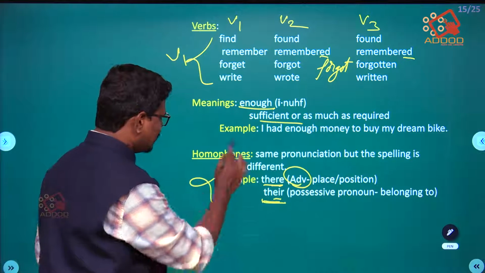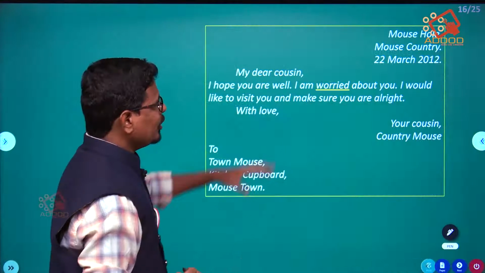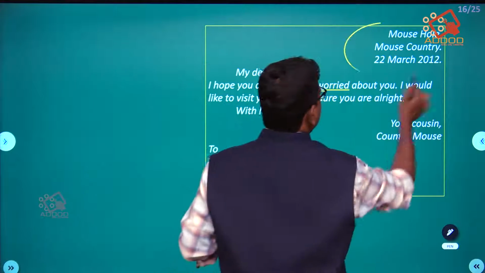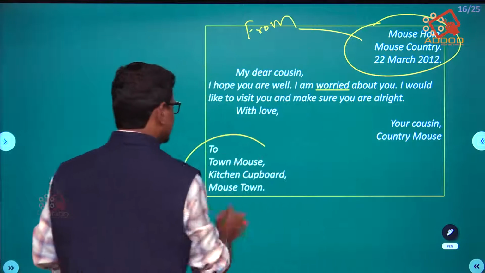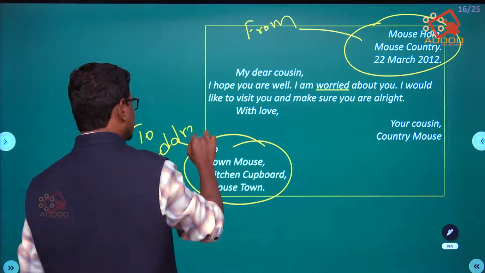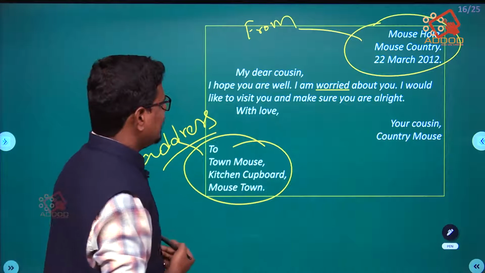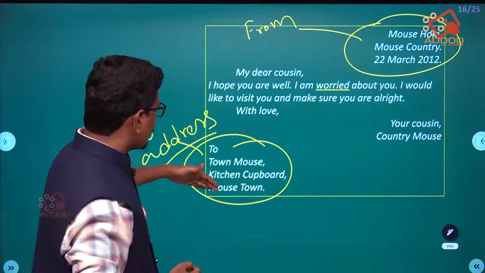Try to make your own examples with the words that have been given. Now here is the letter. This is the from address, and this is the to address. Okay, now who writes the letter? The country mouse writes a letter. To whom? To the town mouse.